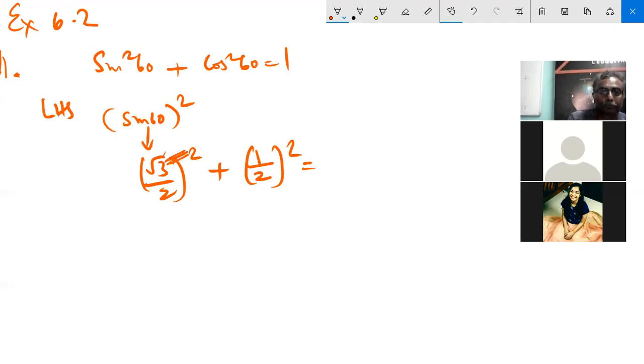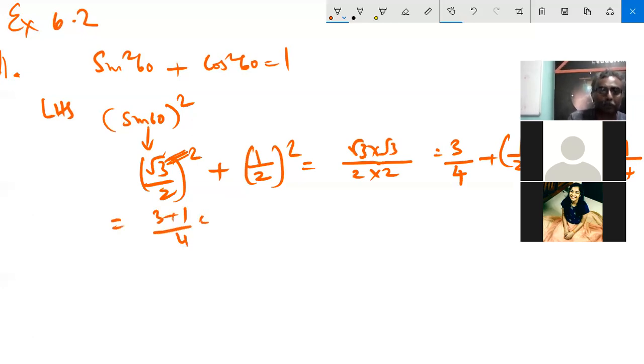This part. 3. So 3 squared gives how much? 4. 4 plus half squared, how? 3 by 4 plus half squared, how much? Half into half, how much? This is 1 into 1, this is 2 into 2. 2 into 2 is how much? 4. 3/4 plus 1/4, how much? 3 plus 1, how much?